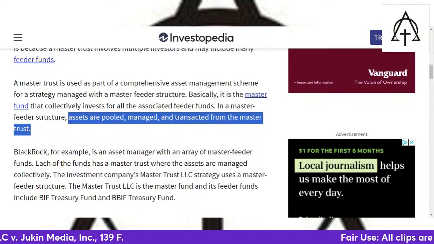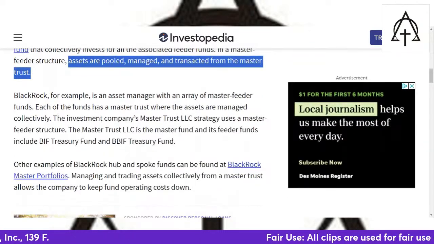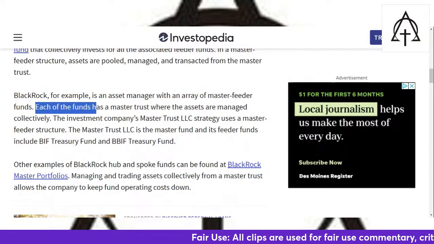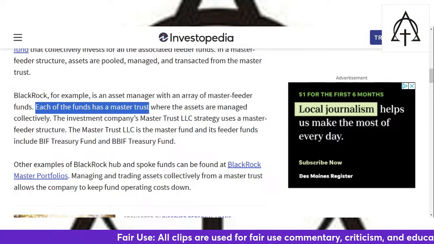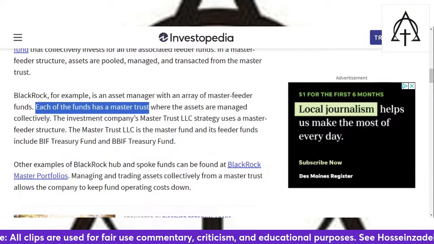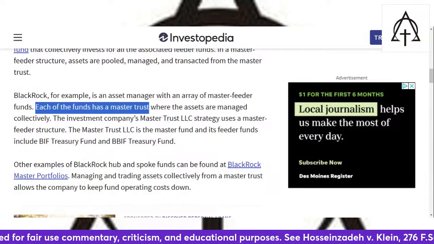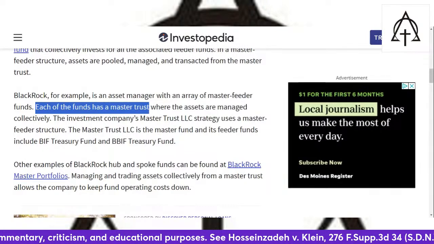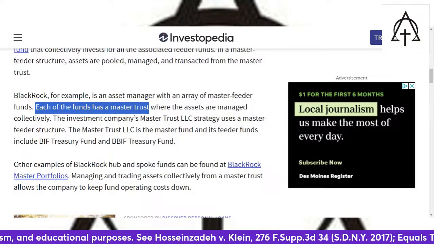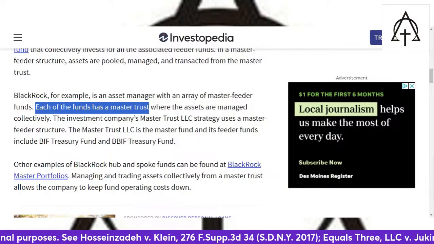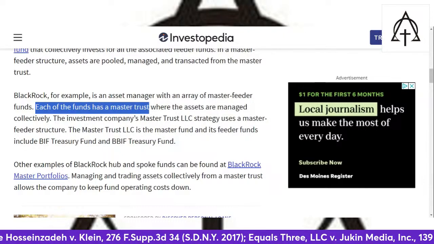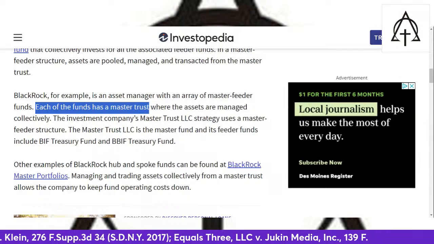BlackRock, for example, is an asset manager with an array of master feeder funds. Each of the funds has a master trust, and those funds are all those different corporations that BlackRock owns. Those are all feeder funds for the master trust of BlackRock. This is the oligarchy of capitalist corporatism, where the assets are managed collectively.